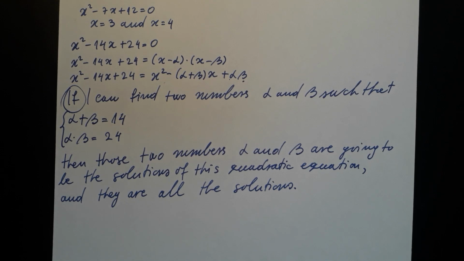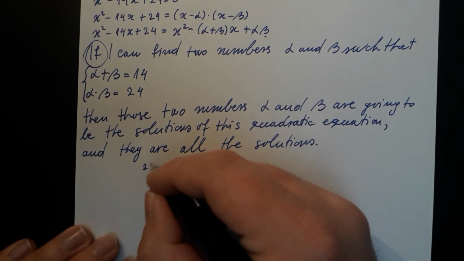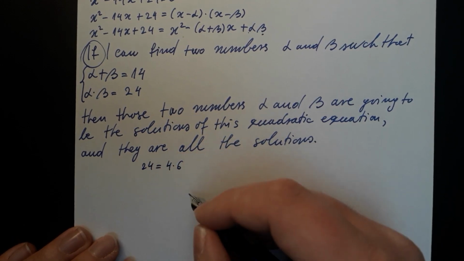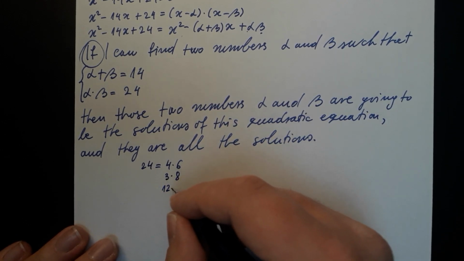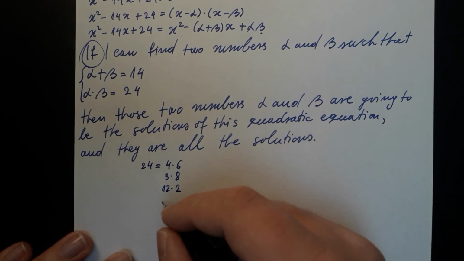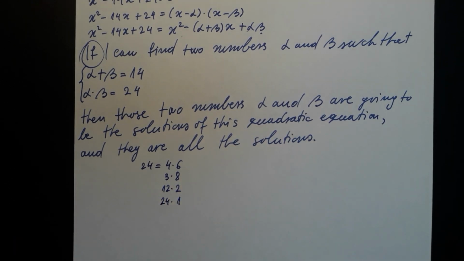We are used to think of this as a factoring method. So we always try to factor the product, and we are thinking of all these different ways to factorize 24 and then find two factors of 24 that multiply to 24 and add up to 14. So 24 we can factor out as 4 multiplied by 6, also as 3 multiplied by 8, and 12 multiplied by 2. And there is of course 24 multiplied by 1.